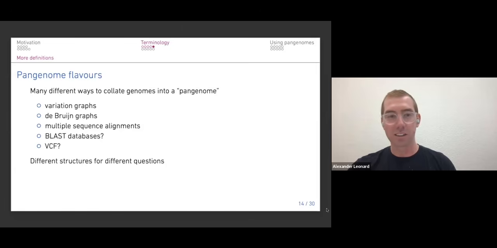I think the key thing here as well is that I like variation graphs, but there are many different approaches that require slightly different pangenomes. So it's not necessarily that one is the right type of structure for all questions that we might ask. Certainly it might even be that within one research project, you have to use slightly different versions of pangenomes, because they each have their own strengths and weaknesses.